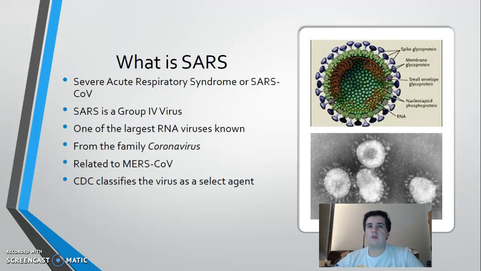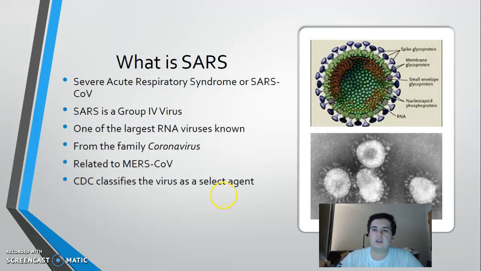The SARS virus is actually one of the largest RNA viruses known. It's 29,000 nucleotides long, so it's a fairly large RNA virus. As of October of 2012, the CDC classified SARS as a select agent. And what that means is that SARS is a very harmful virus to human life. It has the potential to kill thousands.